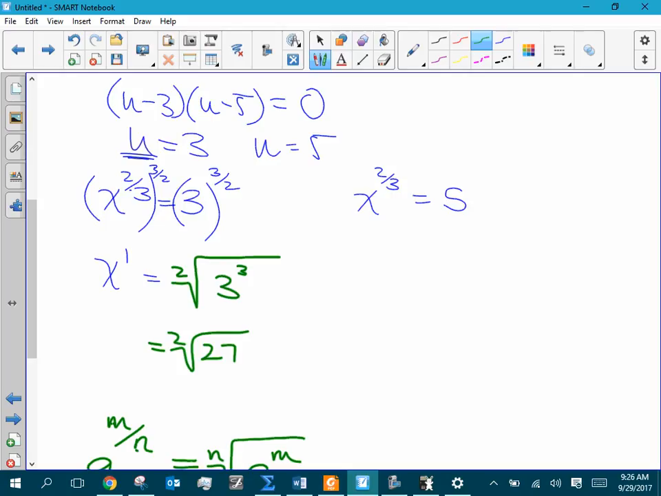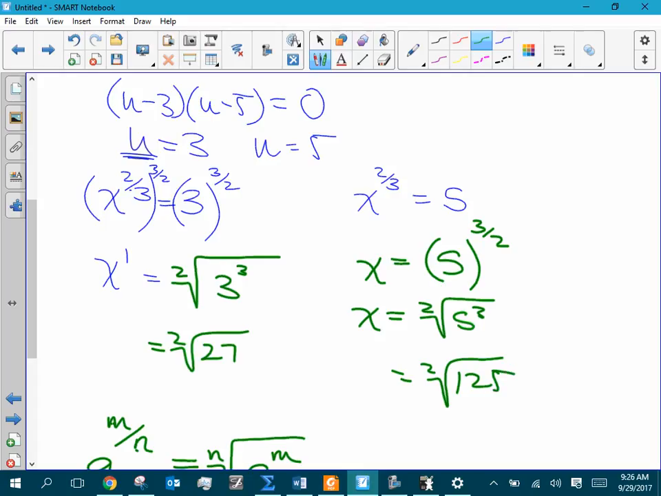Now I've got to do the same thing over here. x: take 5, raise it to the 3/2 power. Okay. So now x is going to equal, make the square root. And now I have 5 to the 3rd, right? Now I have the square root of 125. That gives me 5 radical 5. And those are my 2 solutions. Make sense?